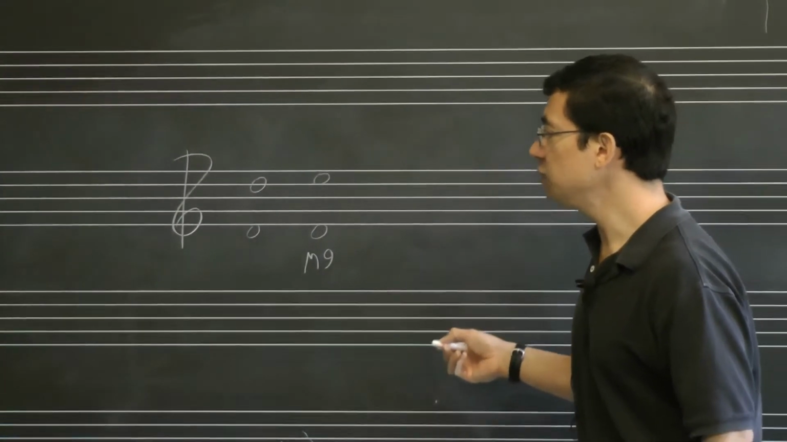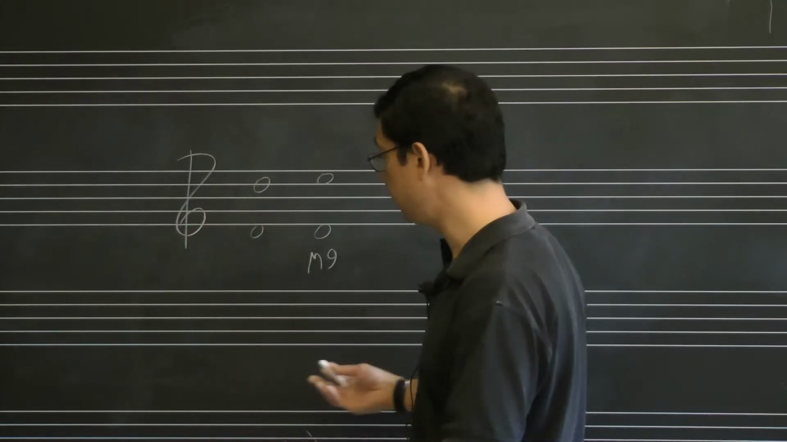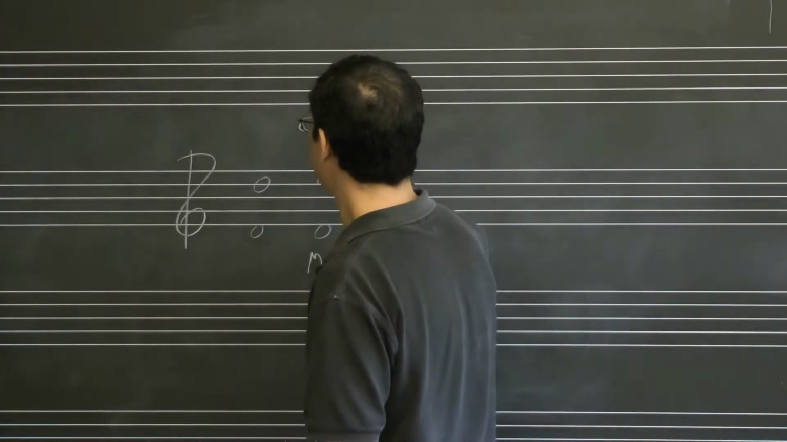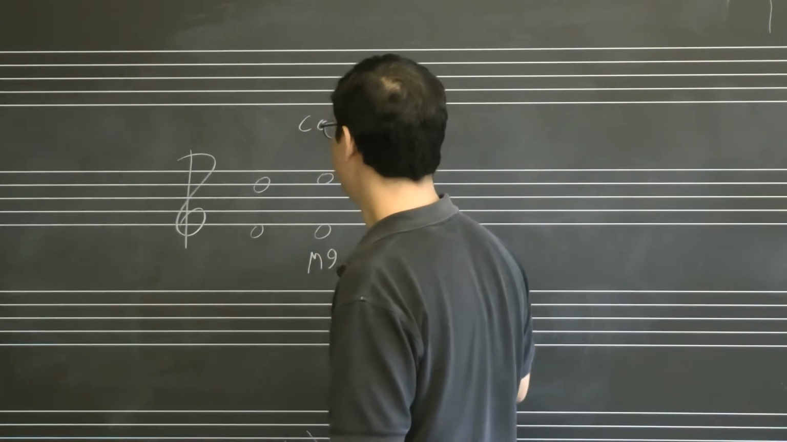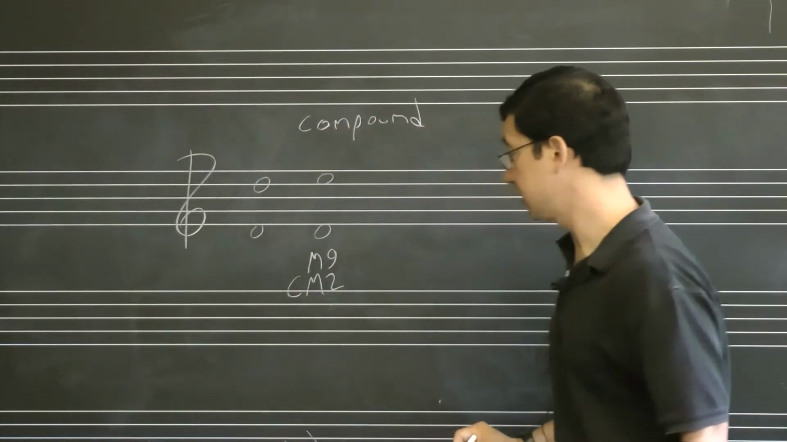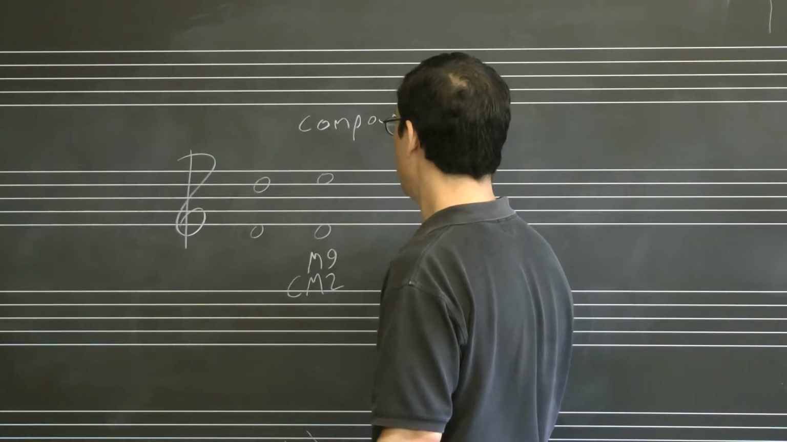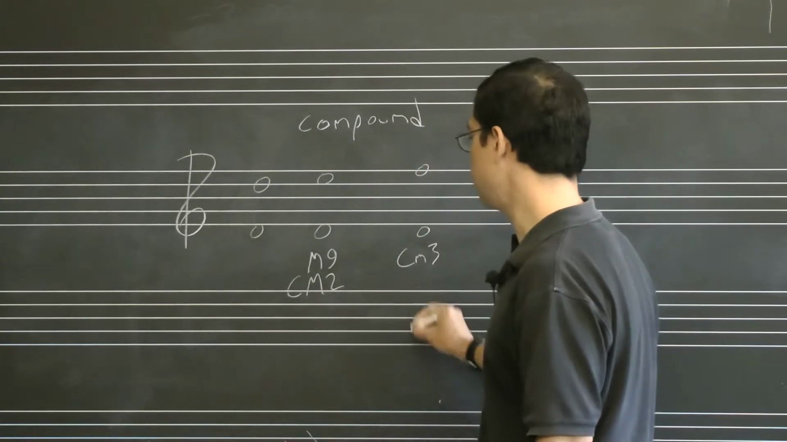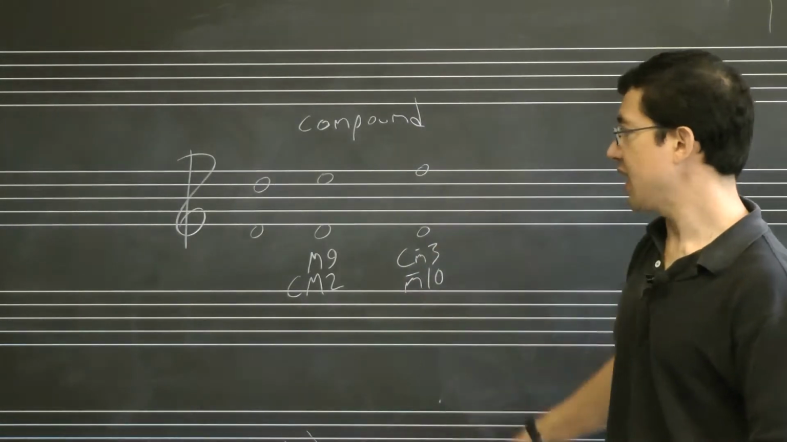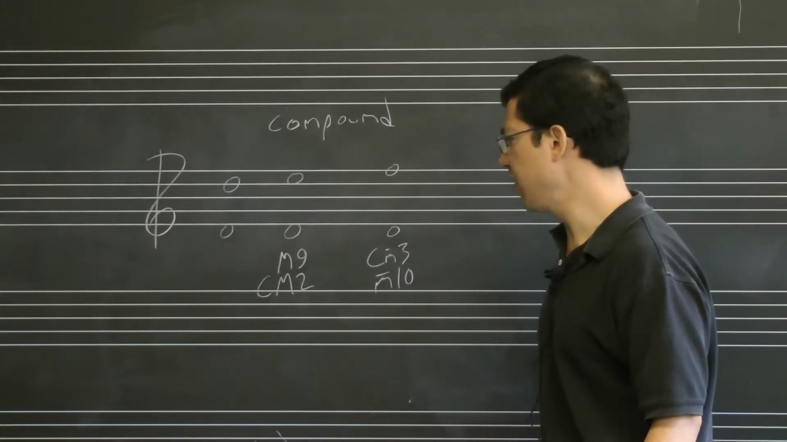Now, because we hear intervals larger than the octave in relation to intervals within the octave because of octave equivalence, I can also give it another name. I can call it a compound major second. And I'll abbreviate that with a big C. So compound major second. So on you go, other commonly used ones, that would be a compound minor third, also known as a minor tenth.